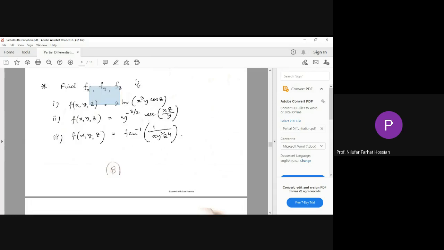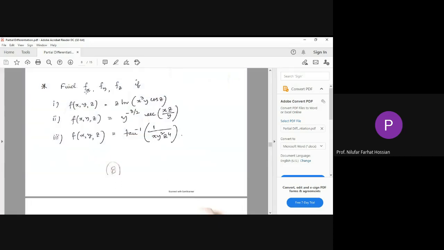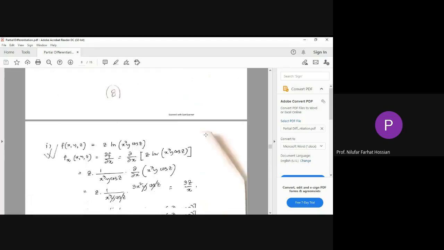And so you can find what? Fx, that means del f by del x, where y and z, both of them should be treated as constants. When you find fy, meaning del f by del y, x and z should be treated as constants. When you find fz, that means del f by del z, x and y should be treated as constants. So these are the functions here. Okay, let us take the first function.